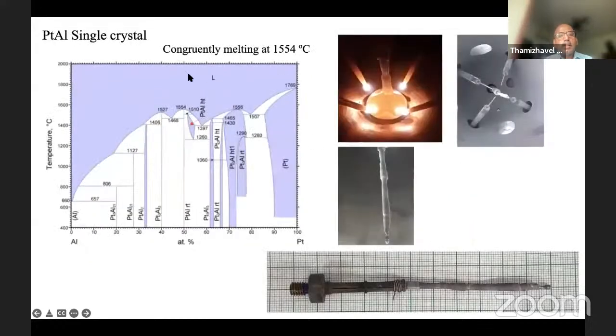And similarly, in the same category, cobalt silicon platinum aluminum also melts congruently. You can see that it melts congruently at 1550 degrees centigrade. And this can also be grown by the Czochralski method. But one of the difficulties in growing this single crystal is that aluminum has a high vapor pressure. And you can see that after the growth, the chamber is completely filled with this aluminum vapor. But still, we can get very large single crystals of this platinum aluminum compound. We have grown these single crystals, and we have studied the transport properties.